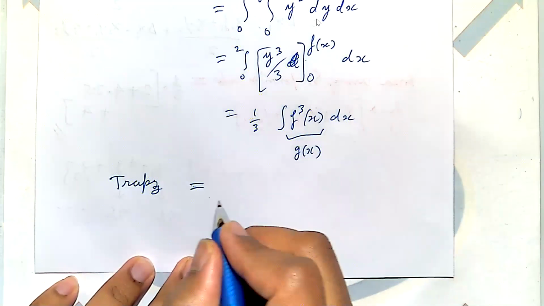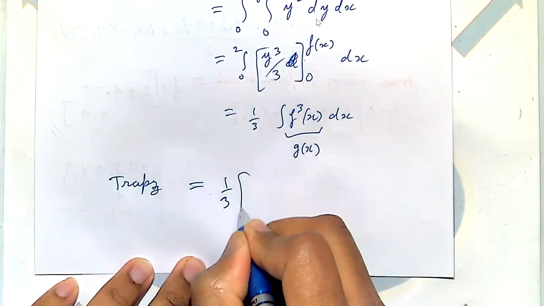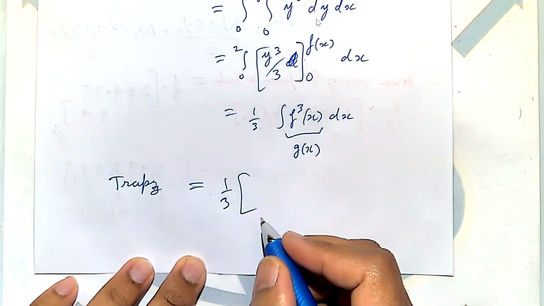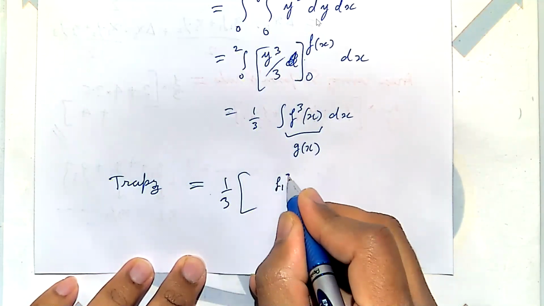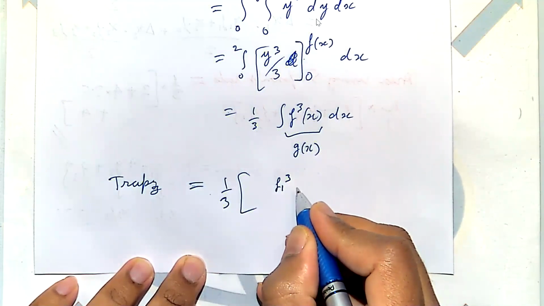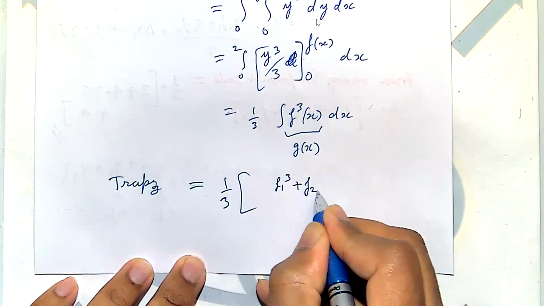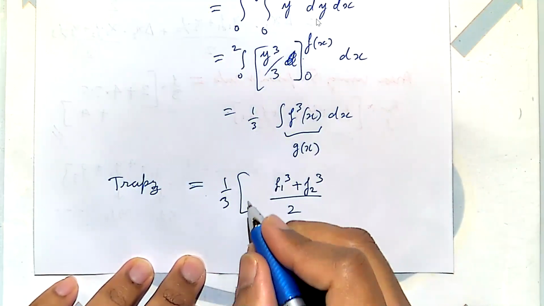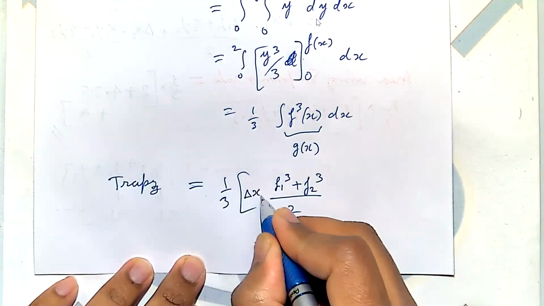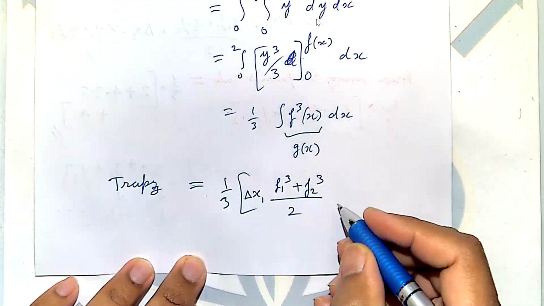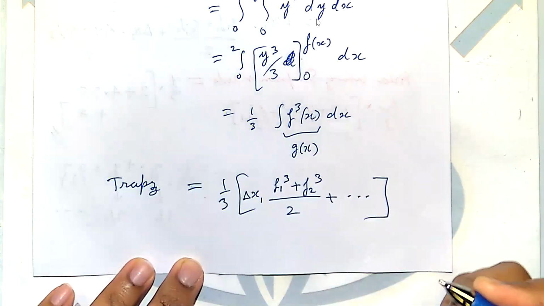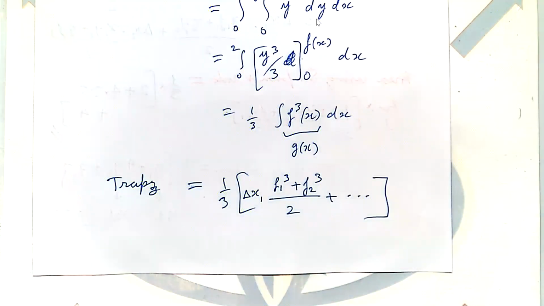So it will be 1/3, F1 cubed plus F2 cubed, divided by 2, times delta X, and so on. Good.